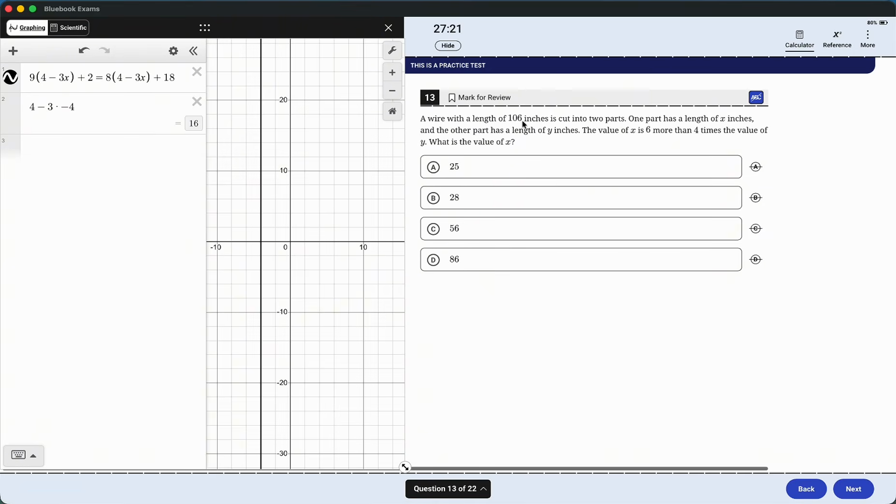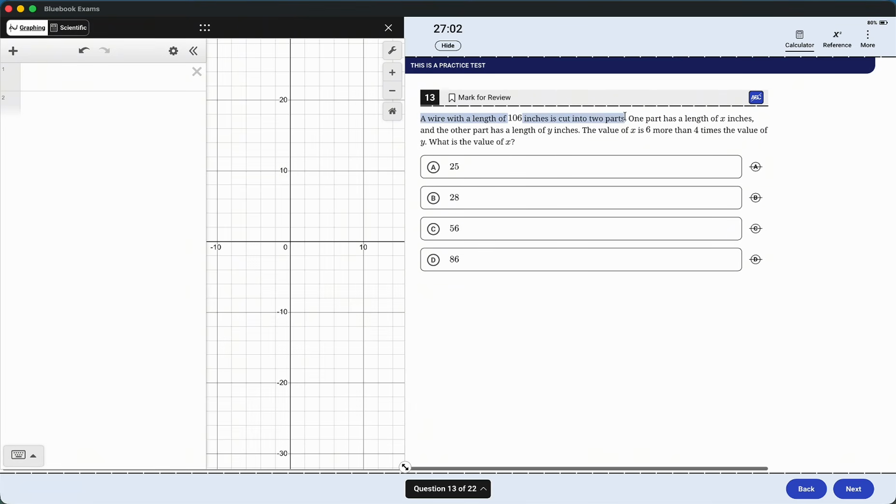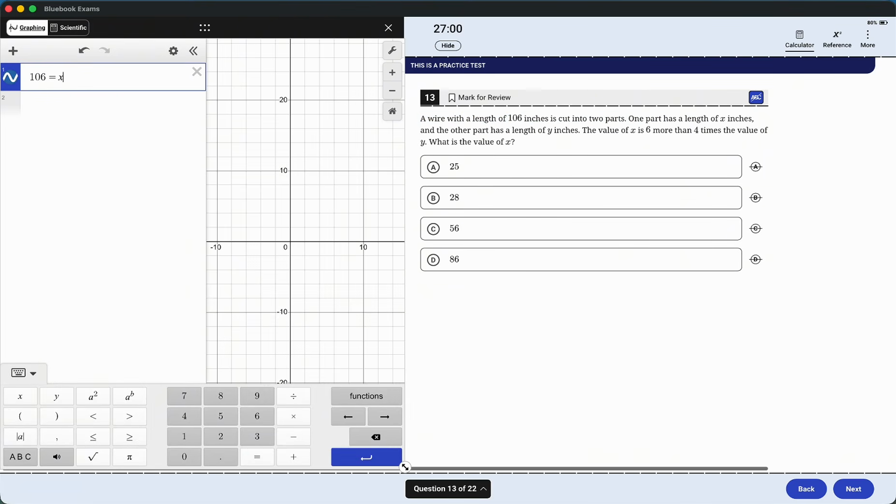Next one. A wire has a length of 106 inches and is cut into 2 parts. This is an important thing to notice, right? If you ever have 2 unknowns, and that's what we have here, one part and the other part, 2 unknowns is a system of equations, right? So here you want to write a system of equations. You want to be able to read this and write. So this first sentence is an equation. It would simply be 106 equals x plus y, the 2 parts, x and y.